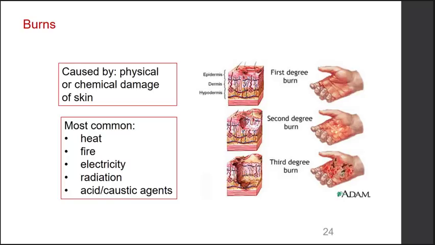Now 3rd degree burns are also called full thickness burns or full thickness injuries, and this is destruction of the entire epidermis, the entire dermis, as well as the underlying subcutaneous tissue. And it can even be so extensive that it impacts the muscle or the bone beneath it. And with these third-degree full thickness burns, the skin function is absent. The tactile and pain receptors are also absent.